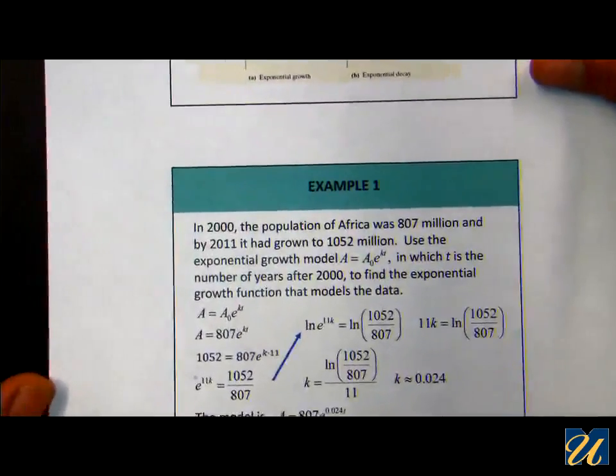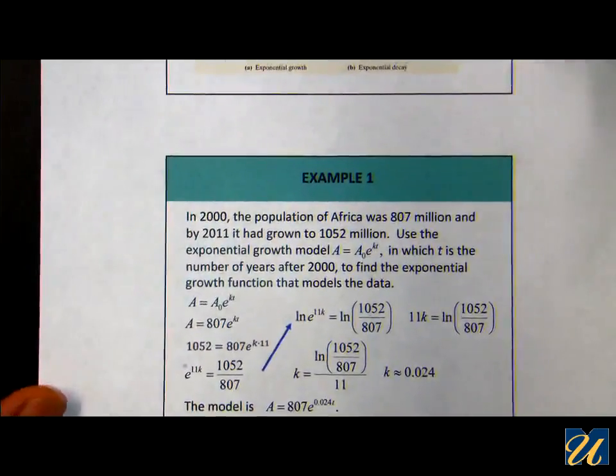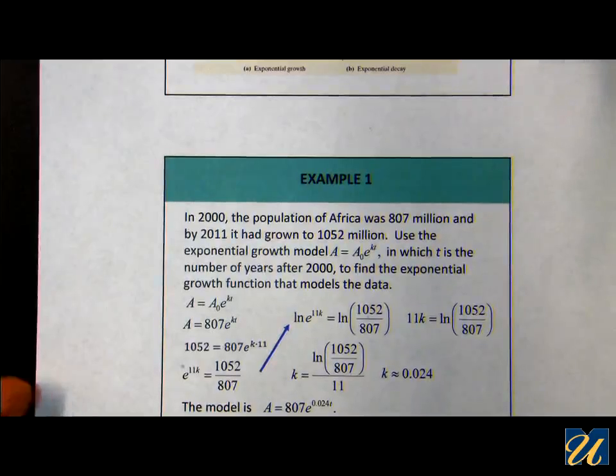Let's take a look at an example. In the year 2000, the population of Africa was 807 million, and by 2011, it had grown to 1,052 million. Use the exponential growth model, A equals A0 e to the kt, in which t will measure the number of years after the year 2000, to find an exponential growth function that models the data.